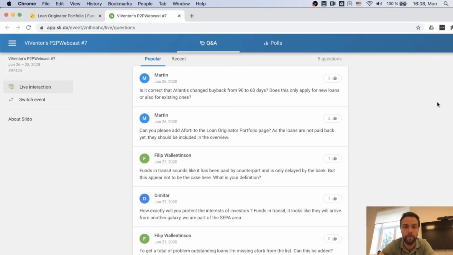Again, Martin is asking, can you please add a 40 to the Loan Originator Portfolio page, as the loans are not paid back yet? They should be included in the overview. And the same question is asked at the bottom of the list by Philip. To get a total of problem outstanding loans, I'm missing a 40 from the list. Can this be added? I'd really like to add it to this list, but right now with a 40, we have a settlement agreement, which basically has a clause that a 40 should not be visible and present on the VIVENTOR platform right now, as we have no longer investments into them happening, and we are communicating about their status with only those investors who have invested into 40 loans. So we honor our part of the agreement, and we want them to honor their part, which basically means to pay back the investments that they currently have.